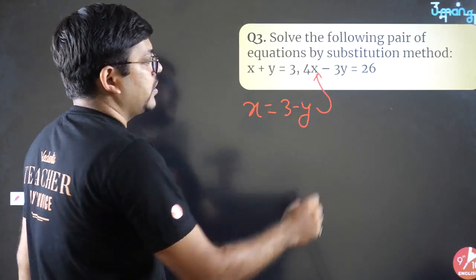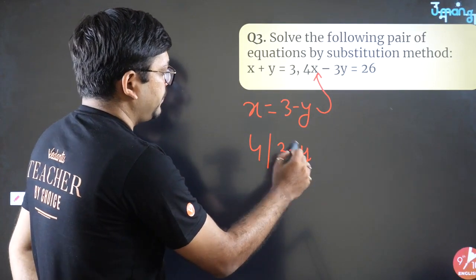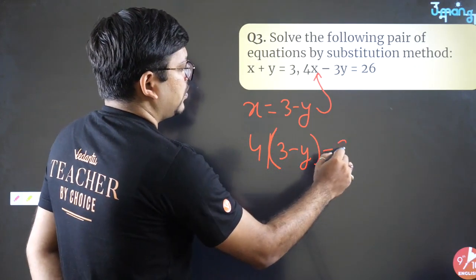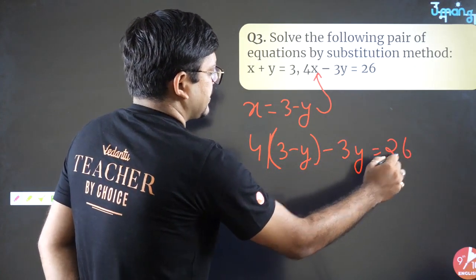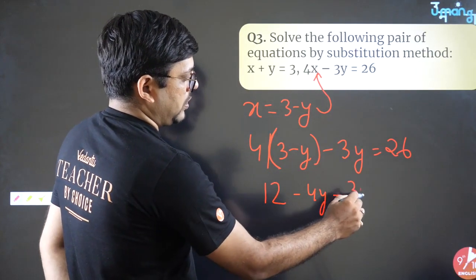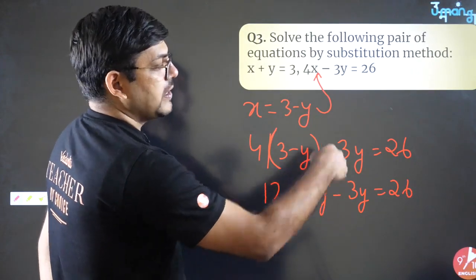Put the value of x here in the second equation. You'll get 4, and in place of x you will write 3 minus y, isn't it? Minus 3y equals 26. 4 threes are 12, minus 4y minus 3y, equals 26. Minus 4 minus 3 is minus 7.